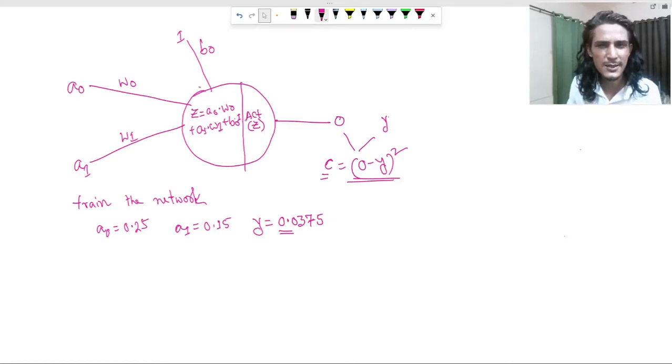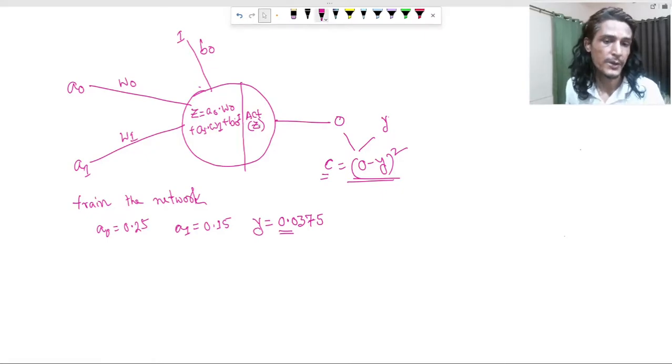Why we need these nonlinear functions will be the story for some other video. For the time being, I just request you to stay with me when I say that this nonlinear activation function is very important here. Without it, artificial neural networks would not have been possible.